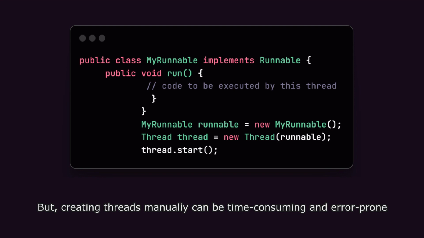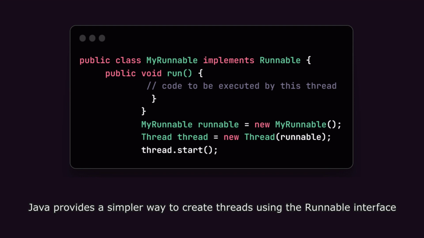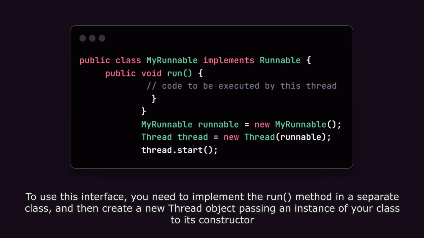But creating threads manually can be time-consuming and error-prone. Java provides a simpler way to create threads using the Runnable interface. To use this interface, you need to implement the run method in a separate class and then create a new Thread object, passing an instance of your class to its constructor.